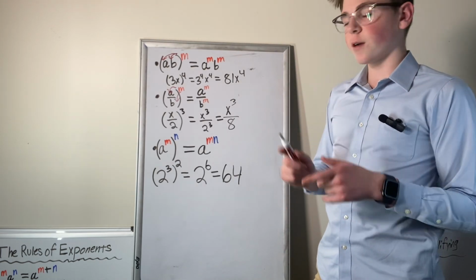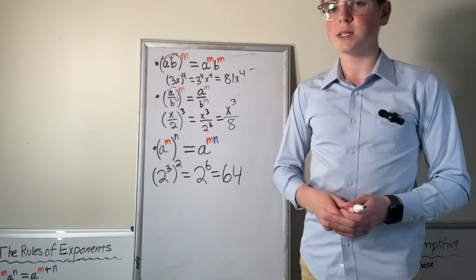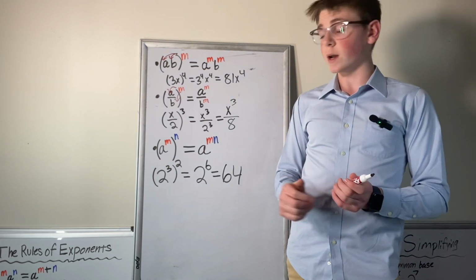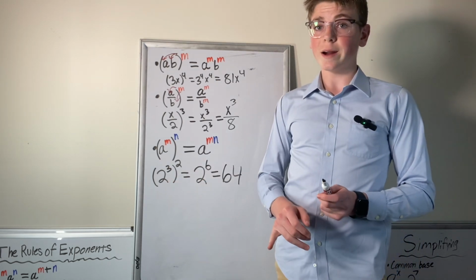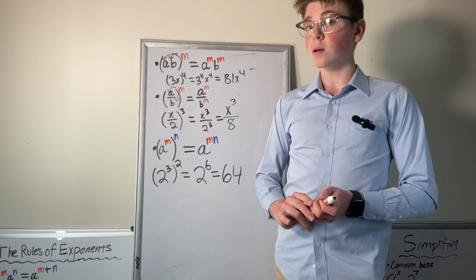So 2 to the third, squared, is equal to 2 to the sixth, equals 64. We can check this one. This is 8. 8 squared is 64.